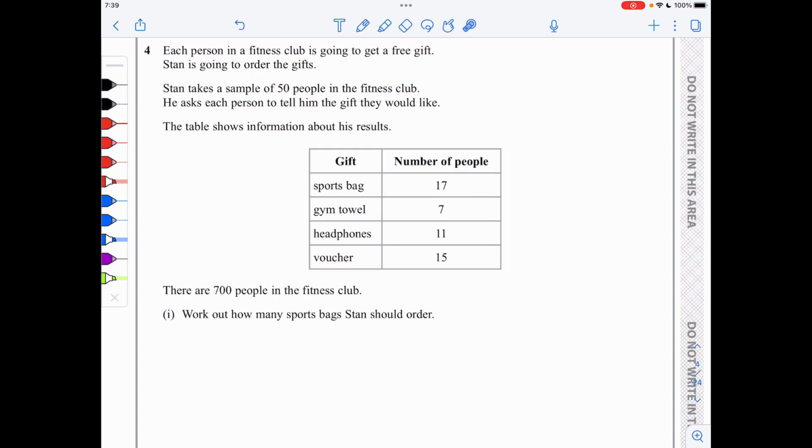In question 4, we've got a sample of 50 people in the fitness club. These are the gifts they would like to have, and given that we've got 700 people in total in this fitness club, we need to work out how many sports bags we need to order. So the proportion of sports bags within the sample is 17 out of 50. So 17 out of 50 times the total of 700 gives an answer of 238 sports bags.